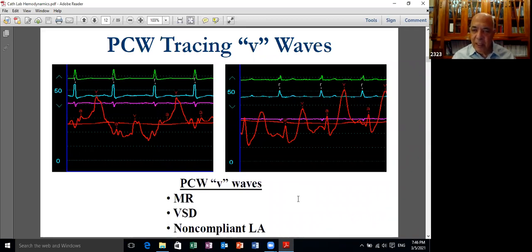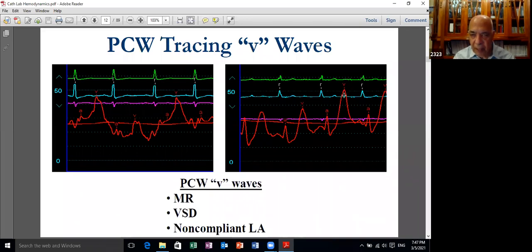The V wave represents the atrial filling in systole. So it depends on the compliance of the left atrium. That's why a non-compliant left atrium is a cause of a prominent V wave. If you get rheumatic affection and fibrosis, mitral stenosis, or atrial fibrillation, you can get a prominent V wave. A recently described cause of a prominent V wave is the non-compliant left atrial syndrome.